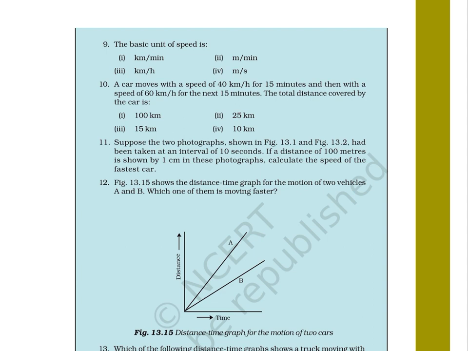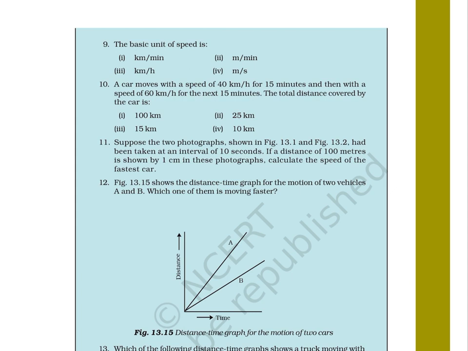10. A car moves with a speed of 40 km per hour for 15 minutes and then with a speed of 60 km per hour for the next 15 minutes. The total distance covered by the car is 1. 100 km, 2. 25 km, 3. 15 km, 4. 10 km.